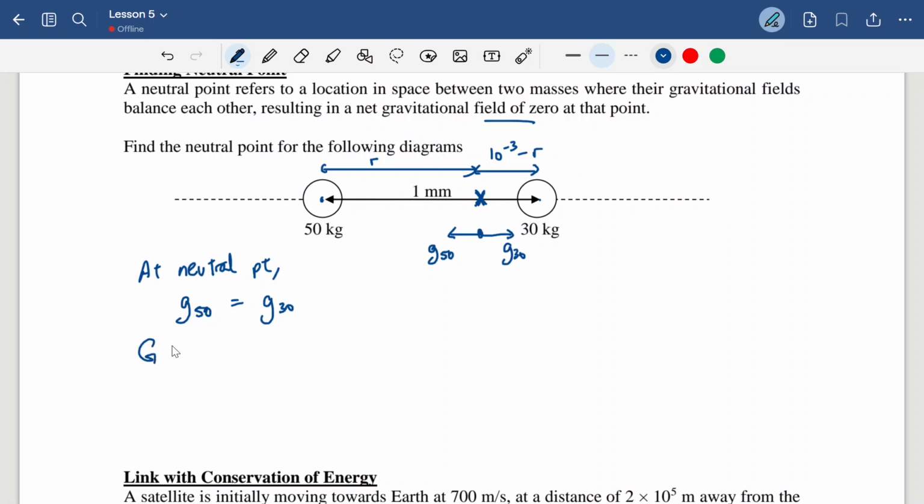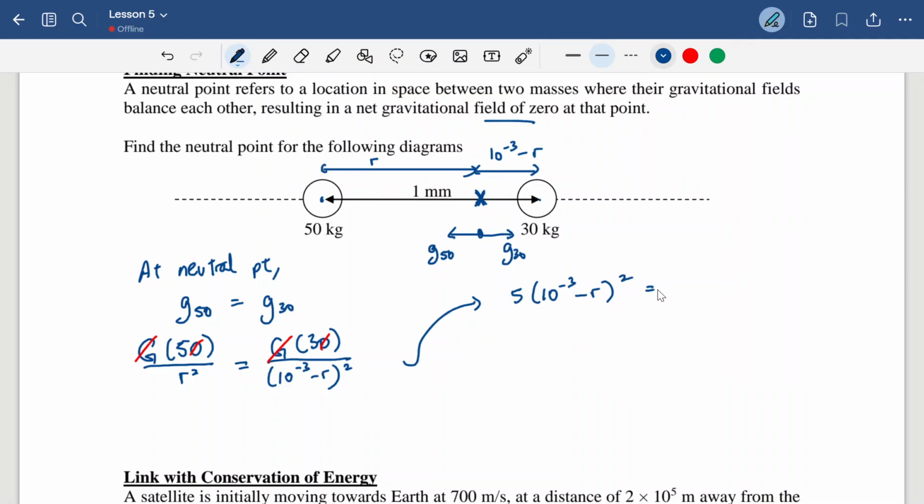We have GM over R square equals GM over (10 power minus 3 minus R) square. G is the gravitational constant, but in this case they will cancel each other out. Just cancel the 10 also, reduce to lowest terms. From here, you get 5 (10 power minus 3 minus R) square equals 3R square.